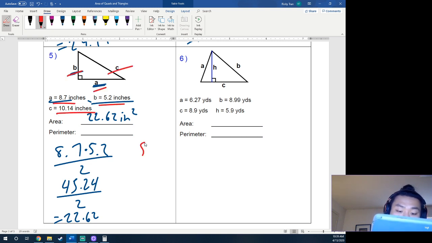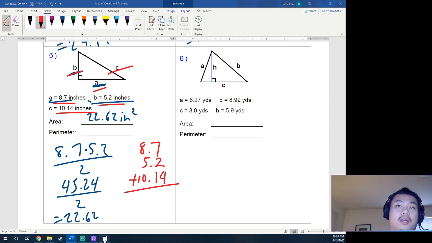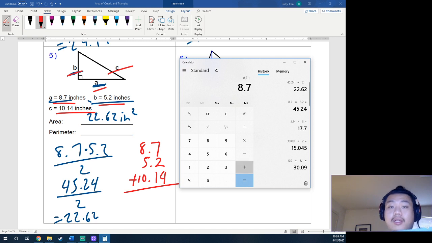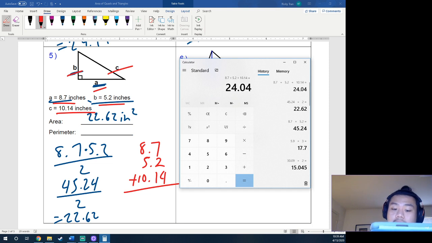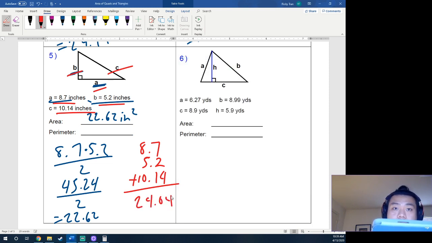plus C. 8.7 plus 5.2. And then 10.14. So we add all that, 8.7 plus 5.2 plus 10.14, or 24.04 inches.